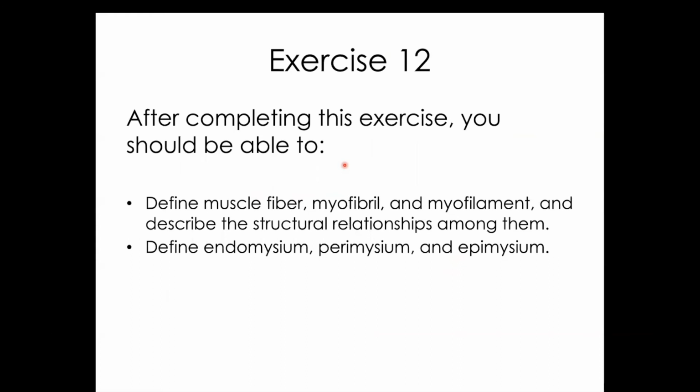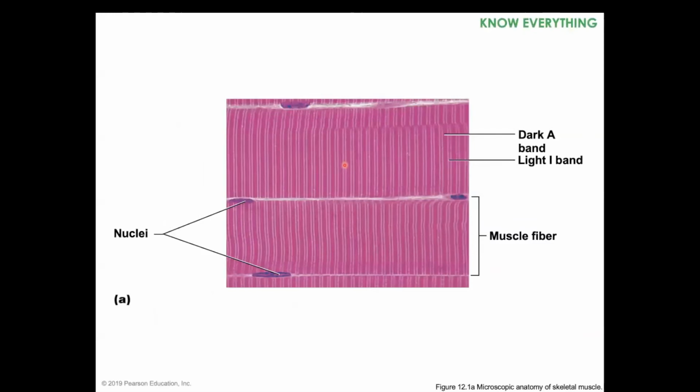So next, in exercise 12, we're going to go over the structures of a muscle fiber. So this is a microscope slide of a skeletal muscle tissue. You can see the striations that are caused by dark A and light I bands that are made up of different types of proteins. We'll talk about those in a second.